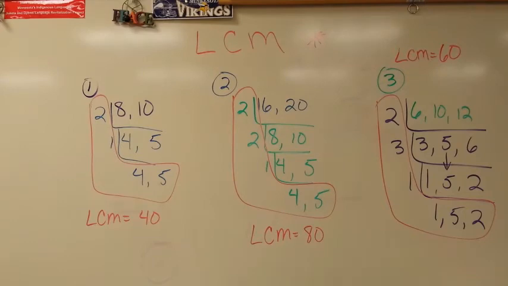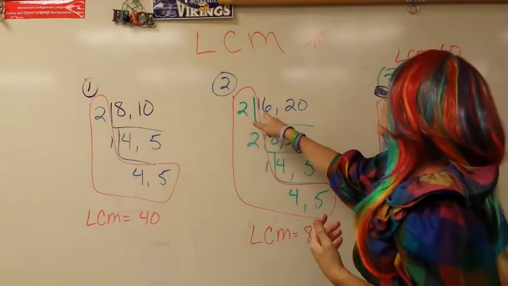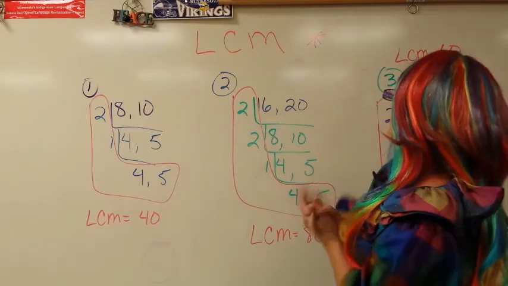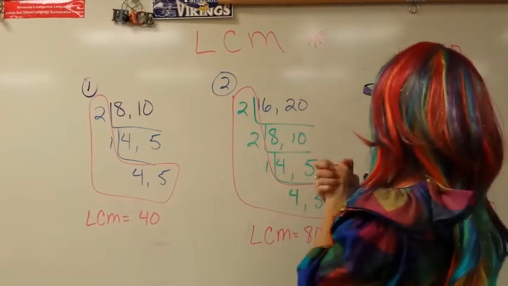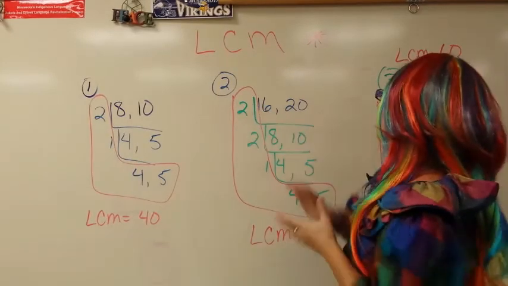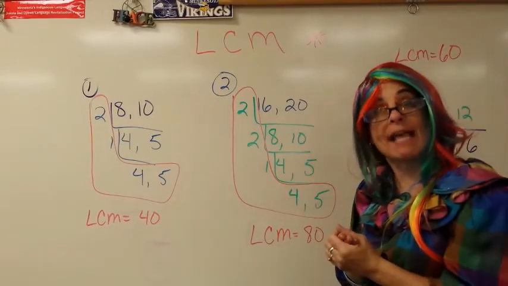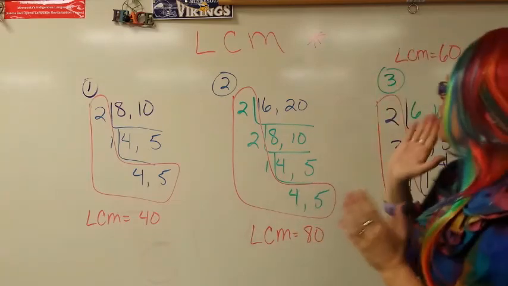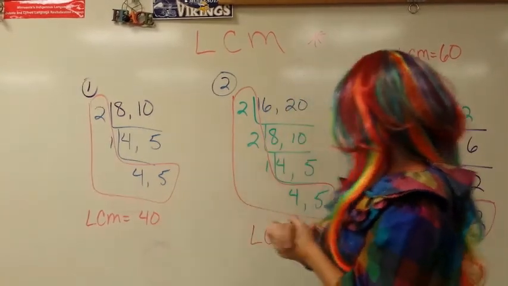Well, here are the answers. How did you do? Look over them carefully. Now, number 2, you could have started off with 8 in here. 8. Oh, no, I apologize, not 8. It could have been 4. Sorry. You could have started off with 4, and you're still going to get the same answer. No problems. All right, well, so the least common multiple for number 1 is 40.